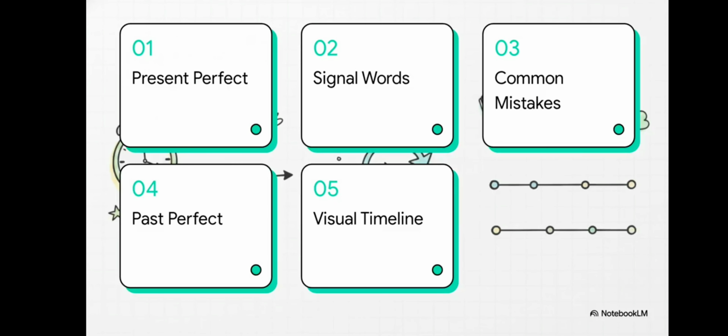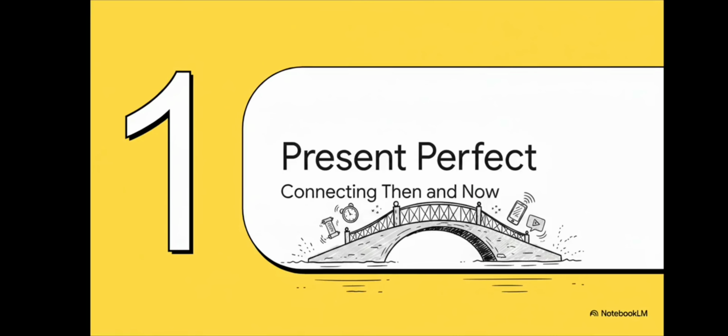All right, here's our roadmap for today. First, the present perfect bridge. Second, tracking time and signals. Third, dodging common mistakes. Fourth, entering the past perfect. And finally, the ultimate past timeline. Let's dive in. Section 1.